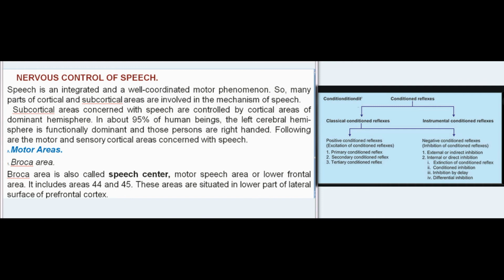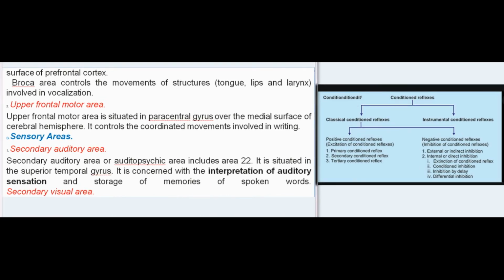Motor areas. Broca area. Broca area is also called speech center, motor speech area or lower frontal area. It includes areas 44 and 45. These areas are situated in lower part of lateral surface of prefrontal cortex. Broca area controls the movements of structures, tongue, lips, and larynx, involved in vocalization. Upper frontal motor area. Upper frontal motor area is situated in paracentral gyrus over the medial surface of cerebral hemisphere. It controls the coordinated movements involved in writing.